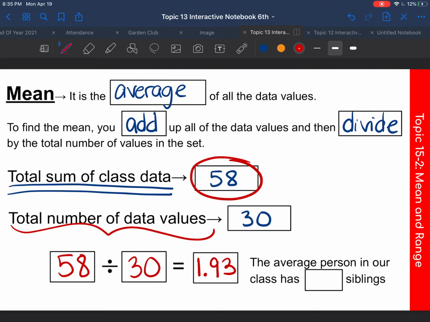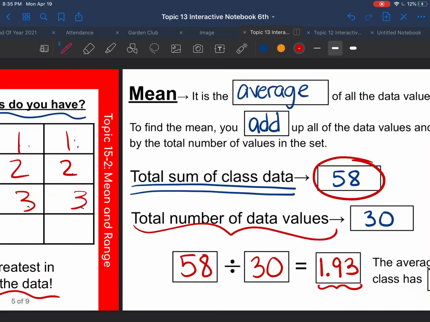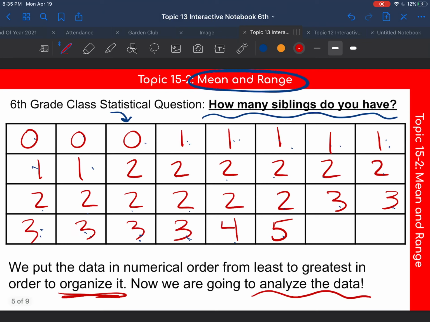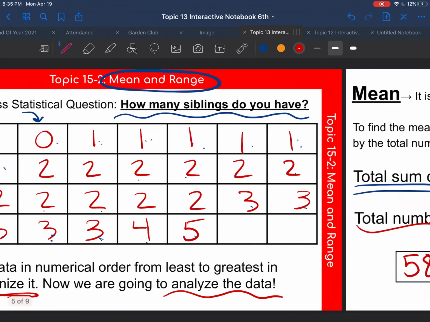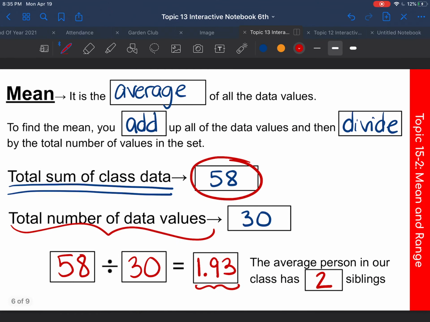Think about it realistically. We're talking about people, about siblings. So this number we are going to round up because it's close to 2. So the average person in our class has 2 siblings, which I think makes sense because if we look at all of this data, a lot of students said they had 2 siblings. So it makes sense that the average student has about 2 siblings.